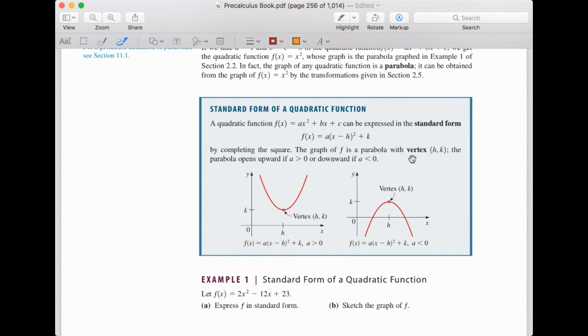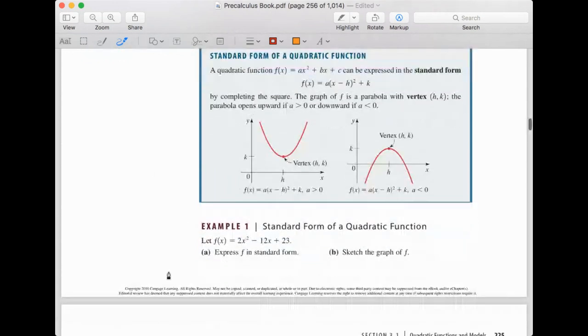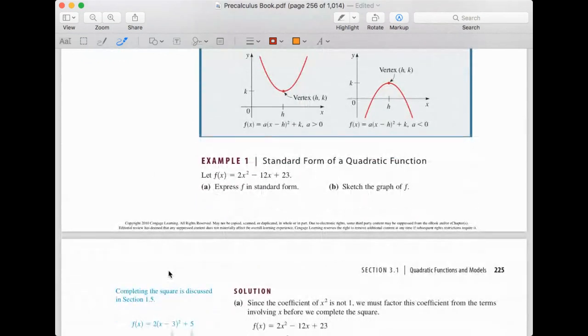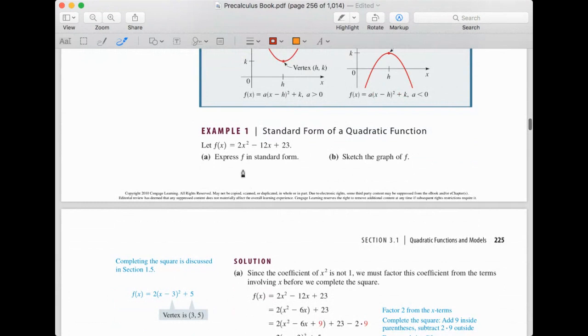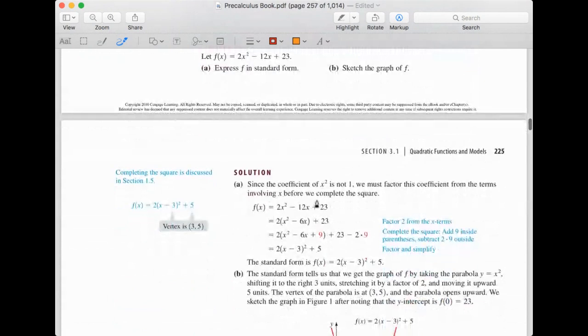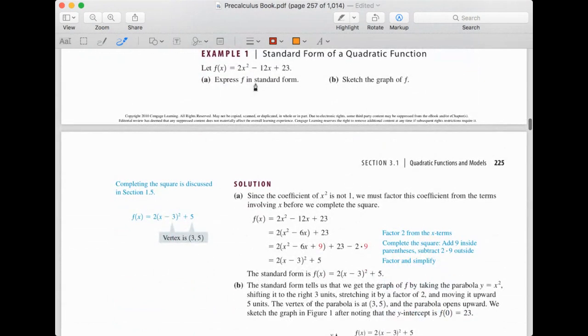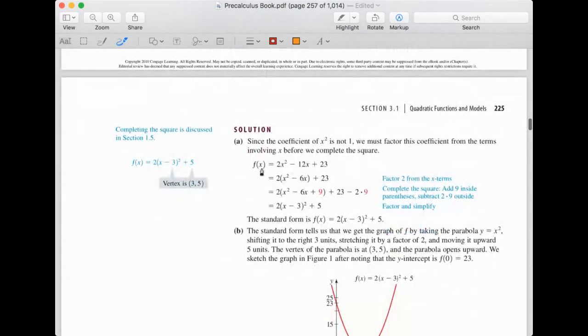So with the quadratic function, we care about how to graph it. Right. So let's see this. We want to express f in standard form, and then b, we want to sketch the graph. Let's see the first one. We want to put it in a standard vertex form. So how are we going to do that? The function is 2x squared minus 12x plus 23.